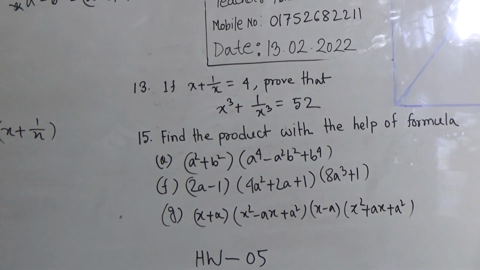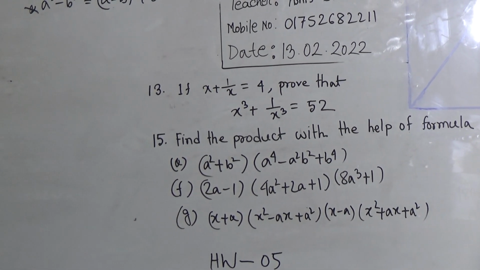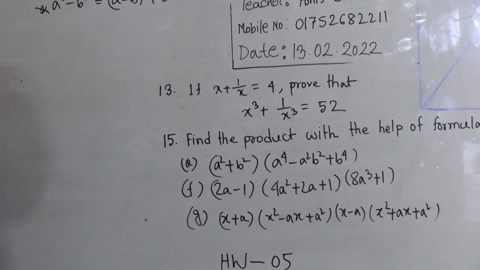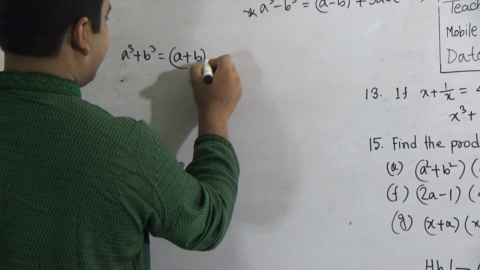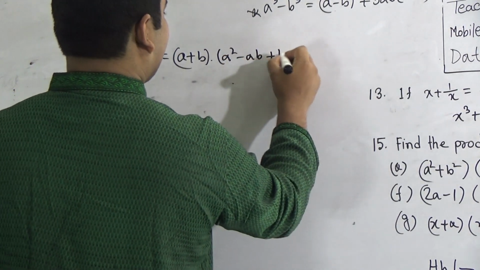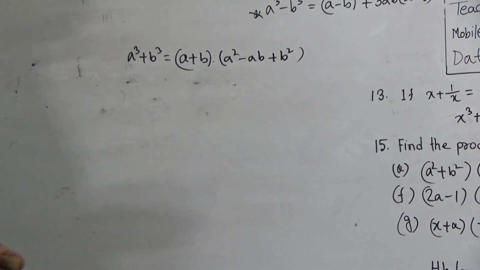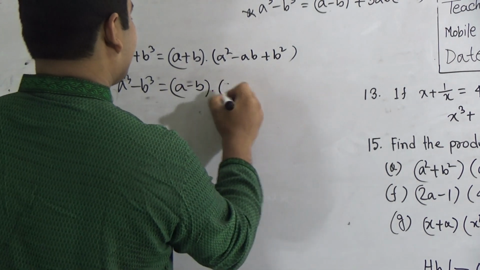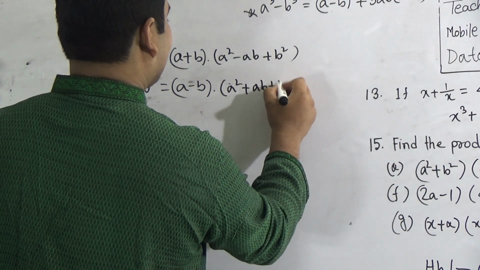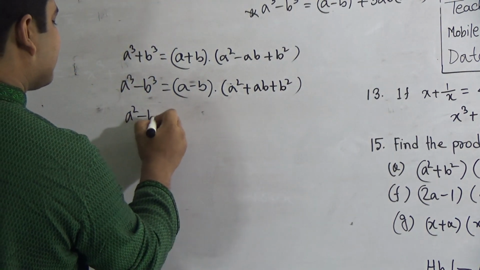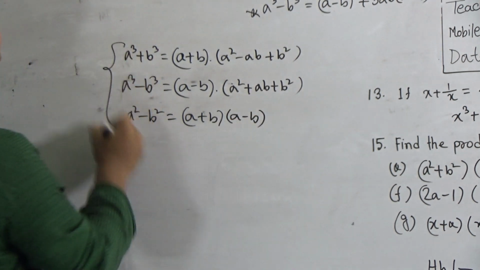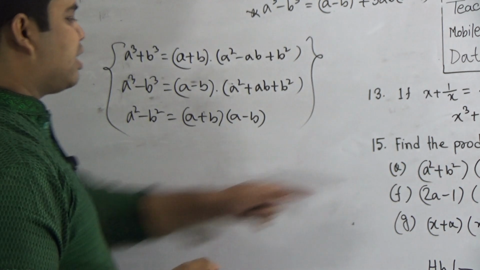Before solving question number 15, at first we learn the formulas, which were already discussed in our previous class. This is a cube plus b cube, and the formula is a plus b into a square minus ab plus b square. This is the factorized formula. On the other hand, a cube minus b cube equals a minus b into a square plus ab plus b square, and a square minus b square formula is a plus b into a minus b. My dear students, these formulas are used to solve question number 15.